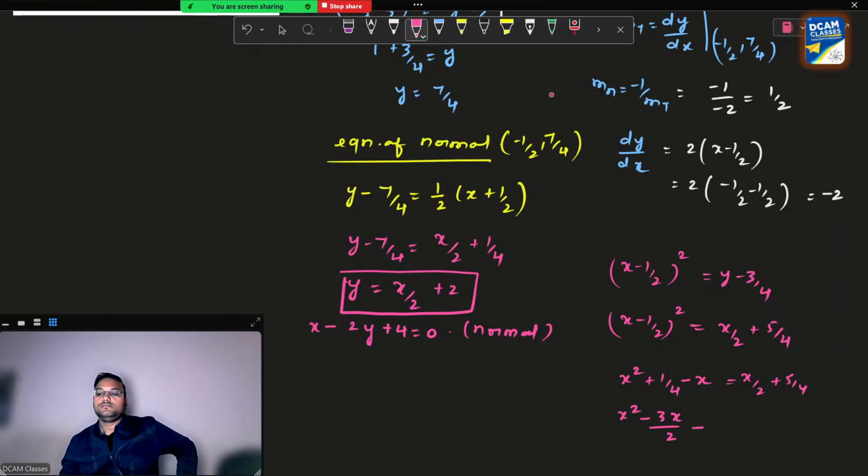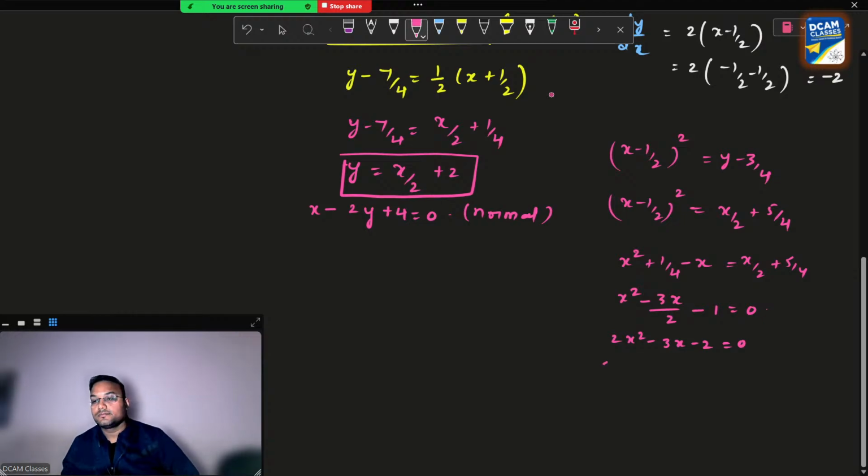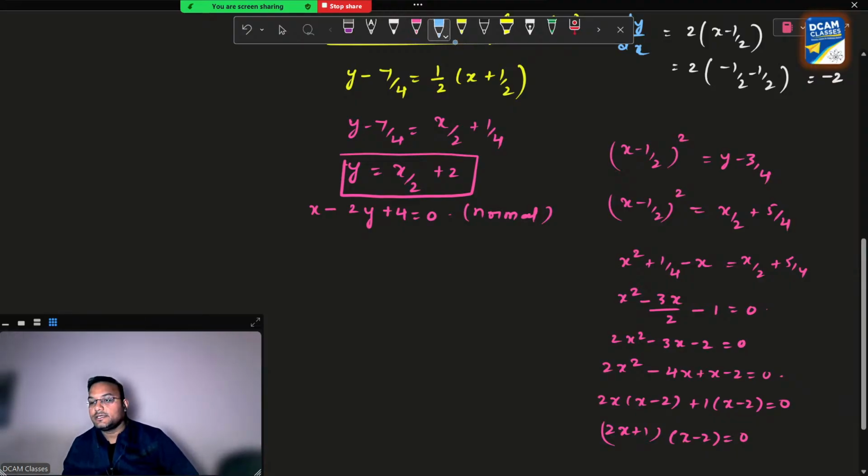We get 2x square minus 3x minus 2. Can you get its roots? It's easy actually: minus 4x plus x minus 2. See, (2x plus 1) into (x minus 2). So one value of x that you will get is x is equal to minus half. The other value is x is equal to 2.